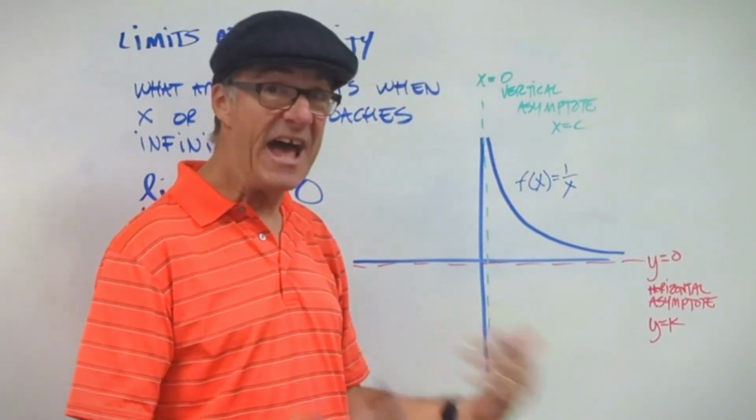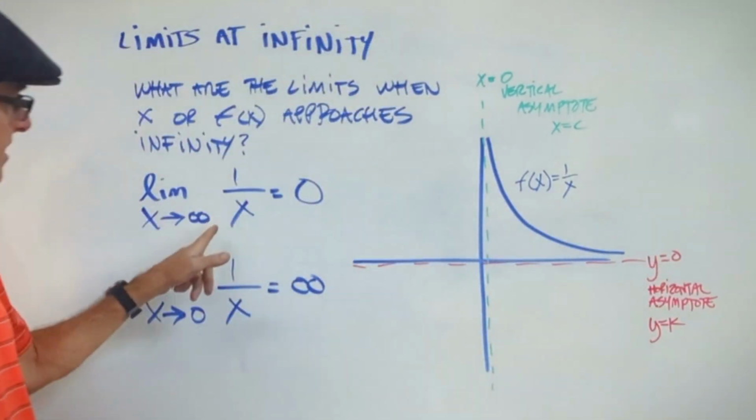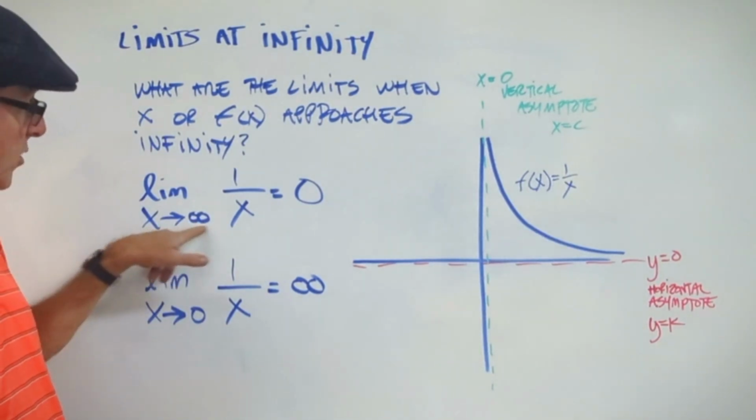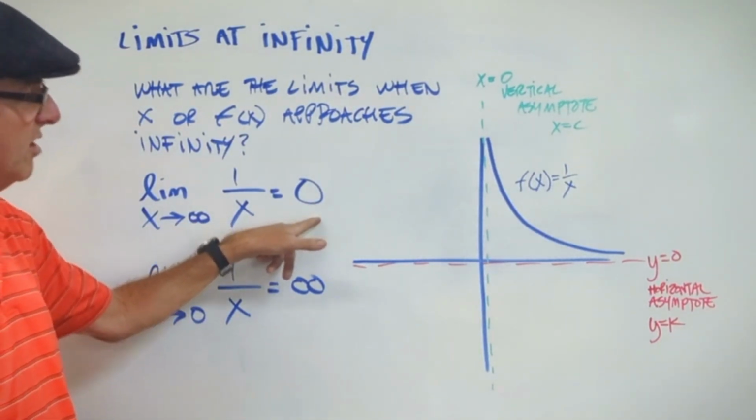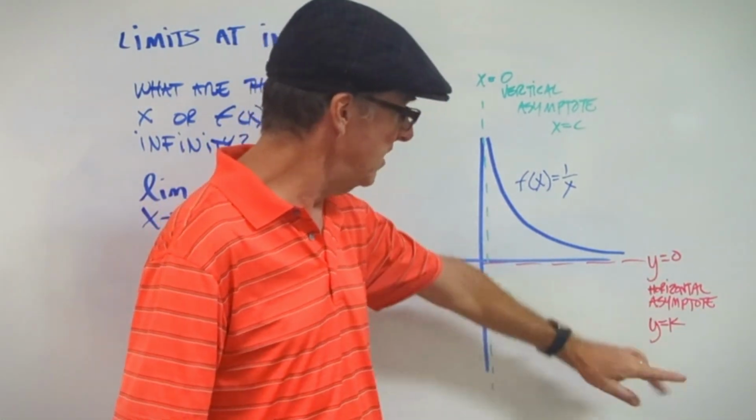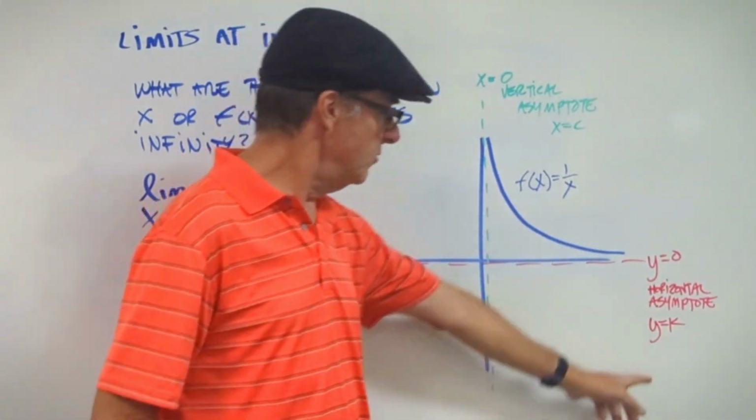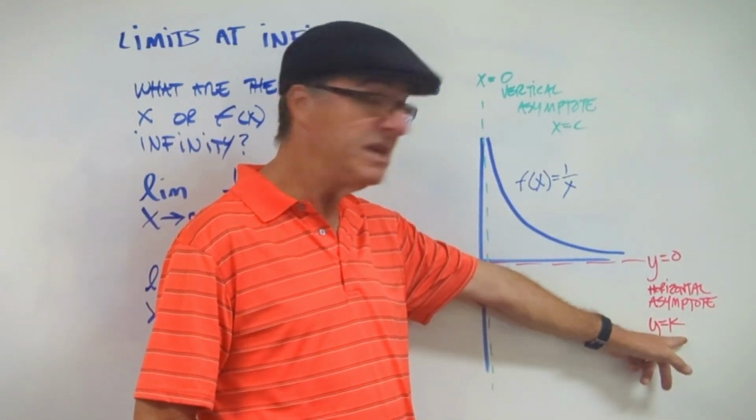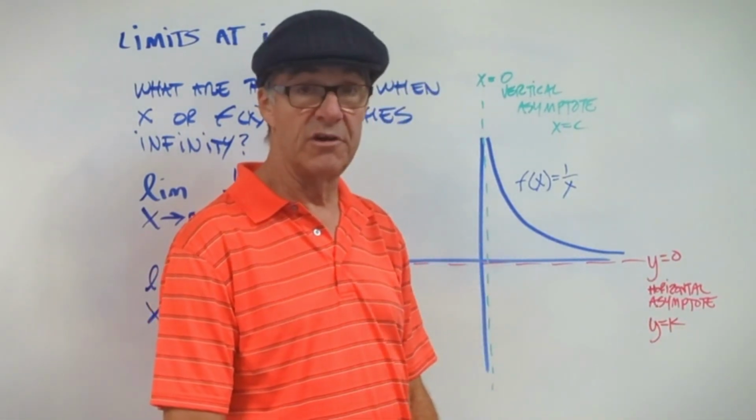But right now, our horizontal asymptote is the line y equals 0. And guess what? That's our limit, right? When we let x get super huge, approaching infinity, our limit is 0, and that is a horizontal asymptote at y equals 0, right there. Now, notation-wise, we use y equals k when we don't know what that limit might be. In this case, it's y equals 0.